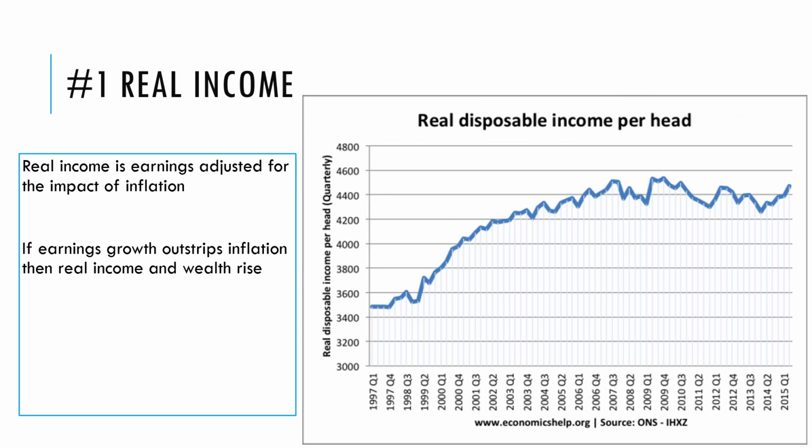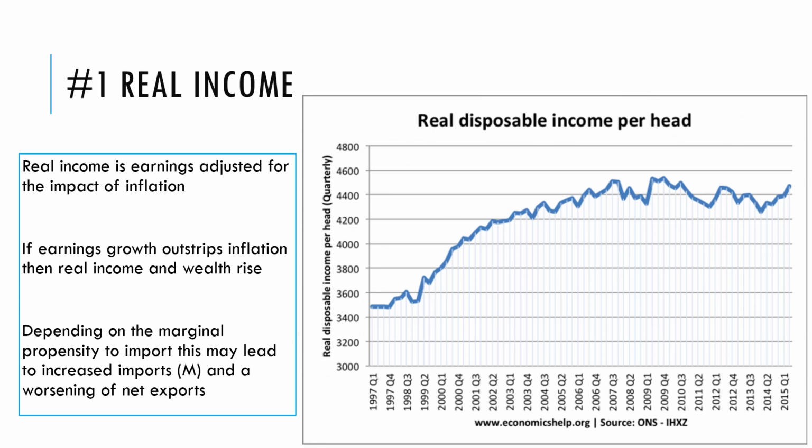If earnings growth outstrips inflation and real incomes rise, then people will have more purchasing power. They will feel perhaps wealthier if they're saving that extra income. And depending on the marginal propensity to import, this extra income may lead to increased imports and a worsening overall of net exports or the balance of trade. So if a larger proportion of people's extra income is spent on imports, they have a high marginal propensity to import within the economy, then real income growth may lead to more imports.